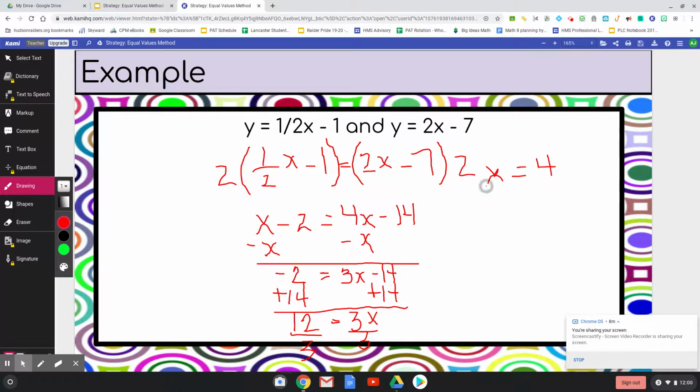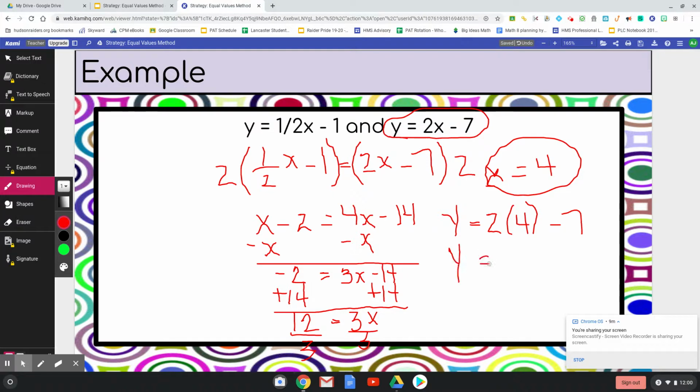Now I need to take this value and substitute it into one of my equations to solve for y. y equals 2 times 4 minus 7. I took the 4 and substituted it using this equation. So y equals 8, because 2 times 4 is 8, minus 7. So y equals 1. I'm not done yet. I need to write my answer as an ordered pair. So my answer is (4, 1).